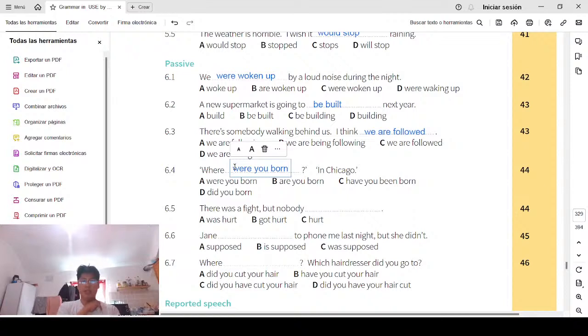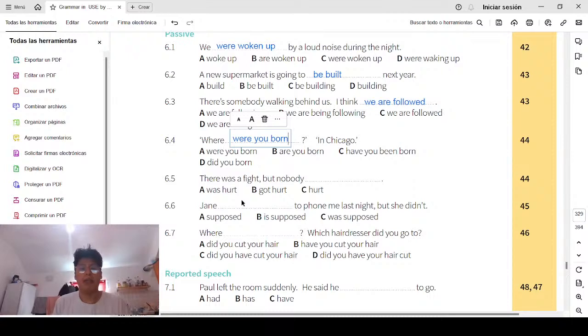In that case, the focus is the place. Check it out. Where were you born? Right. The focus is not the subject. It's not a person. The focus is the place where that person was born. That's why we say, where were you born? Chicago, right? Remember, in the passive voice, the focus is the object, not the person, not the subject who's doing this action. In that case, where were you born? The focus is the place. Okay.